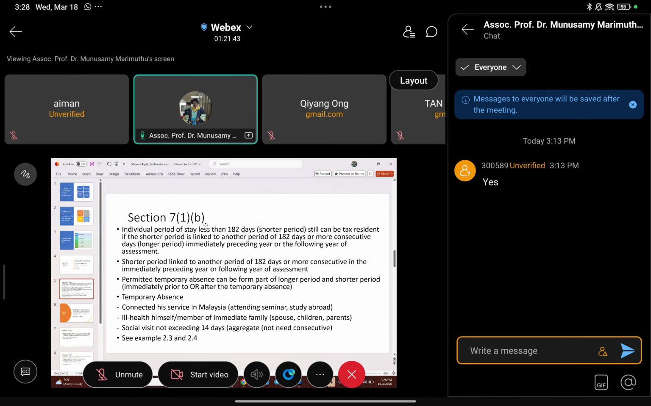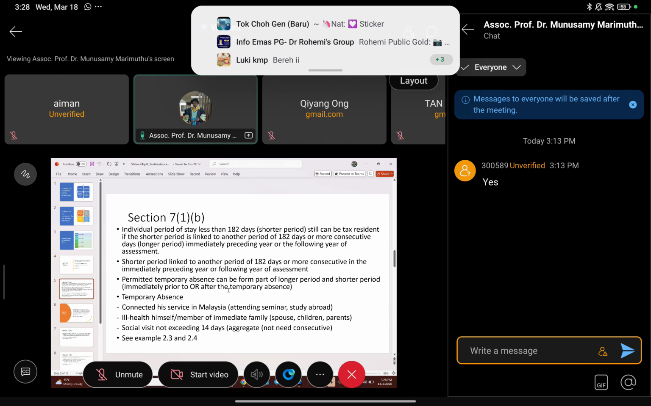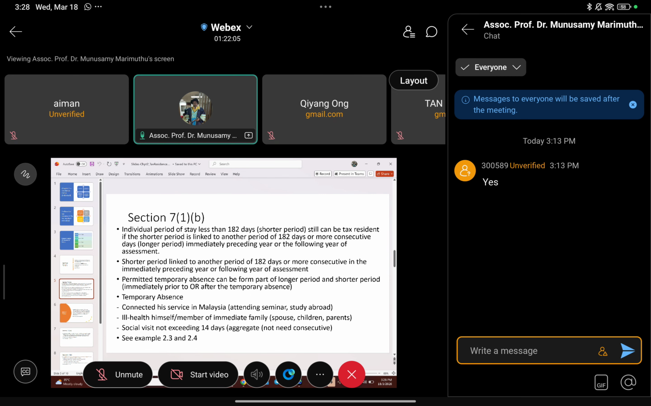Temporary absence can only apply for B. That means they are not in Malaysia. Why are they not in Malaysia? Their services are related to Malaysia, like Maybank Malaysia. He has to go overseas to Singapore for attending a seminar. So the temporary absence, okay, the temporary absence can happen in the longer period or shorter period, either way. The longer period means continuous, or the shorter period, either way, the temporary absence is part of the calculation. Only for 7.1b, the temporary absence can be part of the longer period or shorter period.